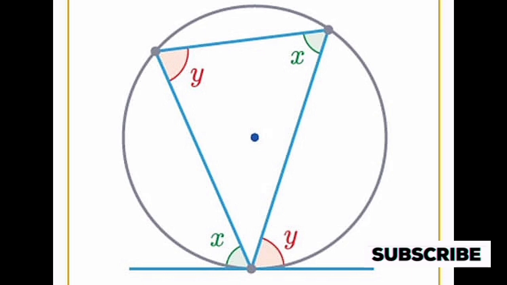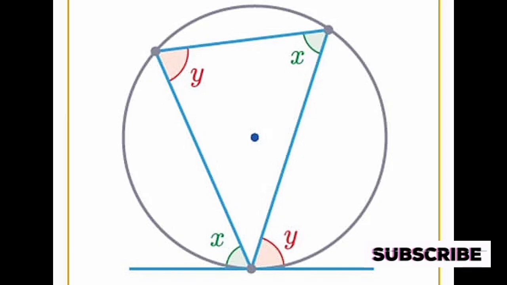So what are we seeing in that picture? We are seeing a tangent, and we can't just call that triangle a triangle, though it is a triangle. I'm seeing three chords. Can you see three chords with me? The first chord is the chord that has angle X and Y.